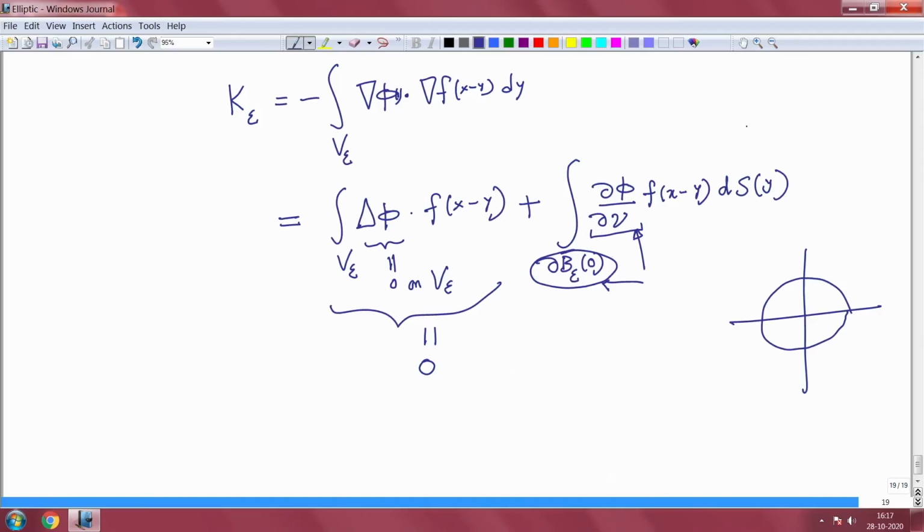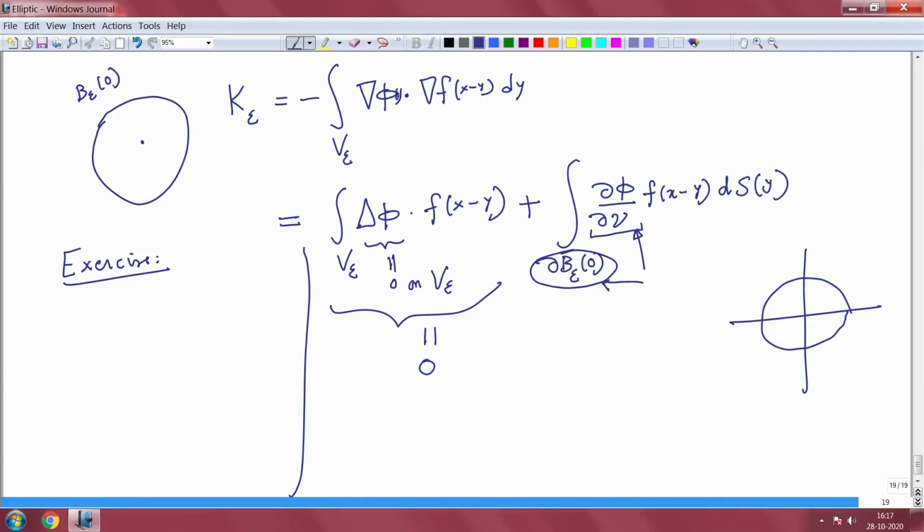So, here again I am going to give you an exercise. Now you can precisely calculate, because phi is a given function. So, you have a ball of radius epsilon, right, this is where B epsilon of 0. And if you have a ball of radius 1, nu is your normal, but here the radius is only epsilon.